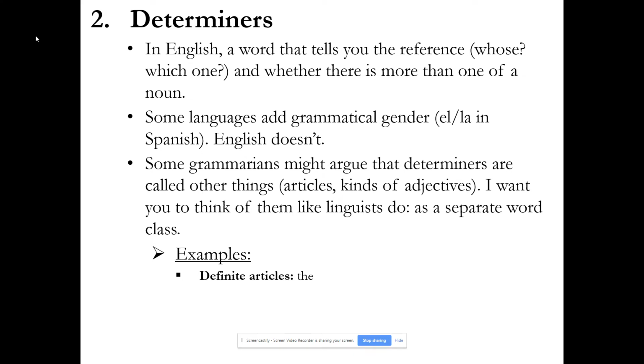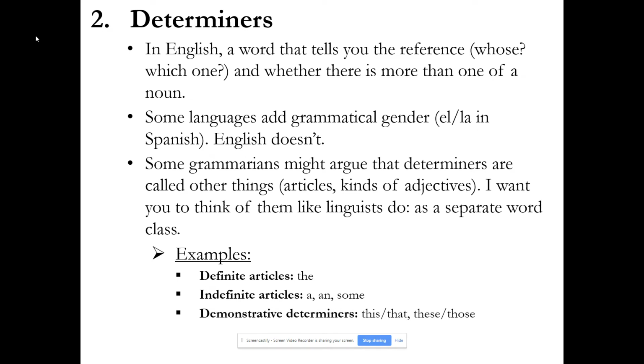So the definite article, the. The indefinite articles, a and some. Demonstrative determiners: this, that, these, those. And then possessive determiners: my, your, his, her, its, our, their. Now, you can think about this. If someone uses the definite article the, that means it's definite, it's clear which thing they're referring to. They wouldn't use the if it weren't clear which one they were referring to, because then you would be confused when listening to what they're saying.